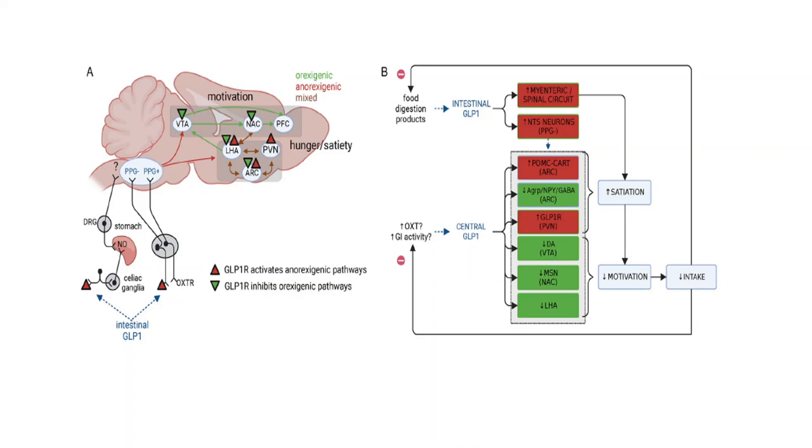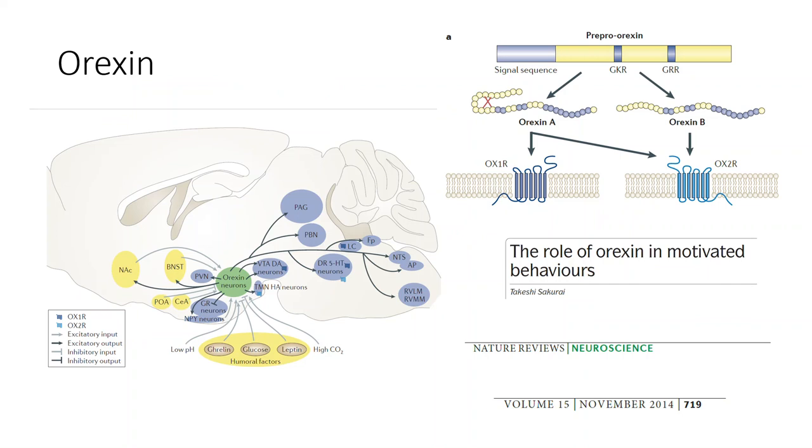What will happen to the restaurant industry if suddenly everybody were taking GLP-1 agonists and losing weight? Discuss amongst yourselves. Now here's orexin. I don't want to spend too much time on this because it's a little more of a secondary player, but it does have extensive projections through the brain, so perhaps we don't appreciate it as much as we should.